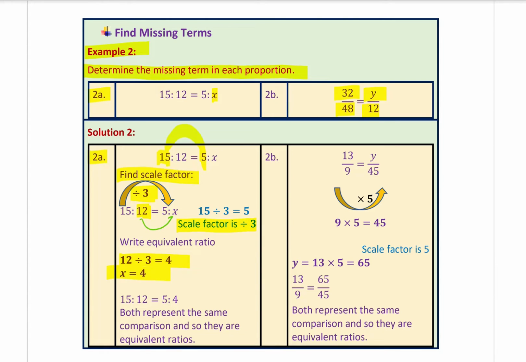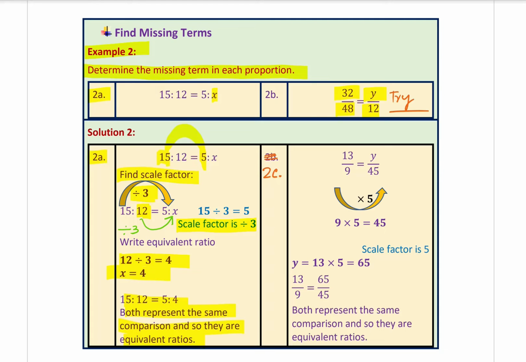So to get the value of x, what did we do? We divided this by 3. So we form an equivalent ratio and we got our answer, and now we can write down that 15 is to 12 is 5 over 4. Correct? So they both represent the same comparison, and therefore these are equivalent ratios. Correct? Now this is the question for you to do. So try this. Find the value of y. Here is another question. Let me call this as 2c, where I'm showing a similar example but with different values, since I want you to try one of these.